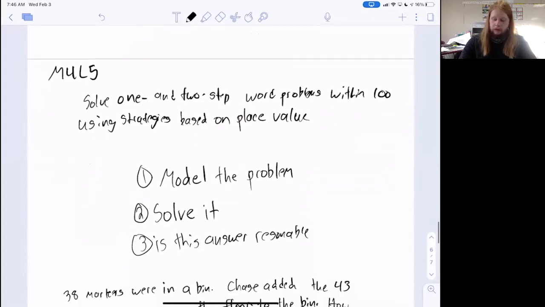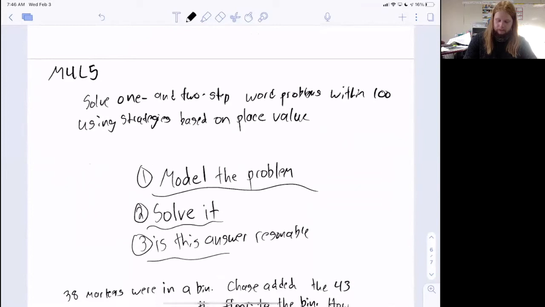So the first thing I want to do is model the problem with you. That way you know what's going on and you know how to solve problems like that. And then we're going to solve it multiple ways. And then we're going to ask ourselves, is this answer reasonable? So after you get done with the problem, ask, is this reasonable? Is this a possible answer? Did I do it right?